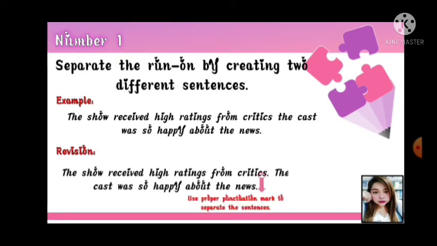So you should always be reminded to use a proper punctuation mark to separate the sentences. Avoid using a comma if it is two independent clauses or two independent ideas or complete ideas.